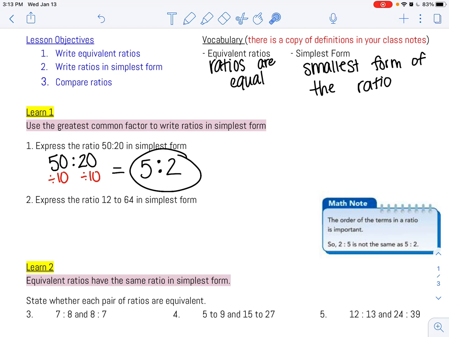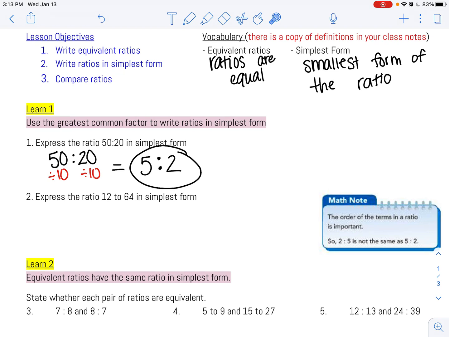Now it's your turn to try out problem 2. You can pause the video and try that out for yourself. And when you submit your notes, that problem should be filled in for you.